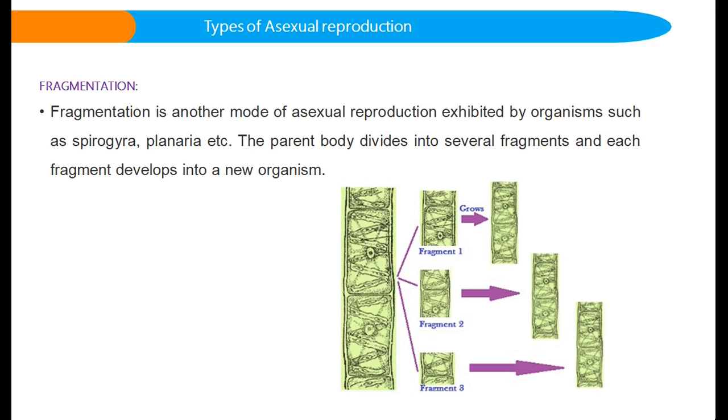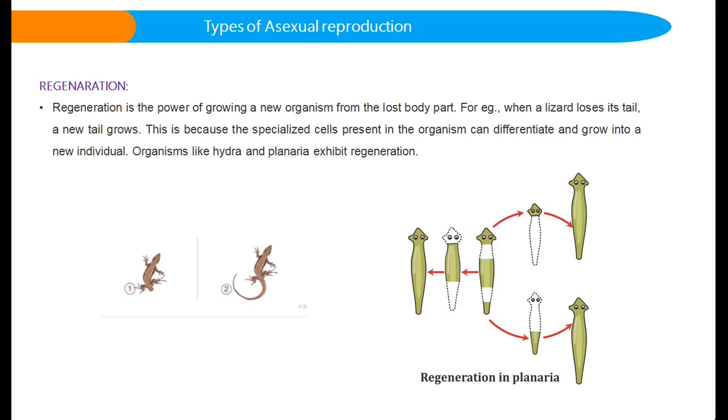Coming to fragmentation. Fragmentation is another mode of asexual reproduction exhibited by organisms such as Spirogyra and Planaria, etc. Here, the parent body divides into several fragments, and each fragment develops into a new organism. So, here the Spirogyra is given in the figure. The parental body divides into 3 fragments, and each fragment grows into a new individual. That is about fragmentation.